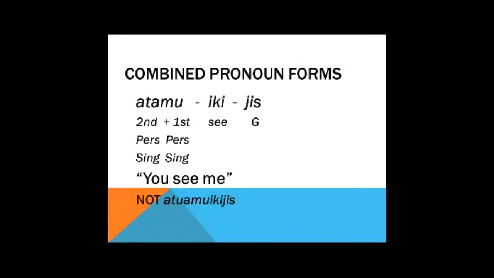And here you have you the subject and me the object, and you would expect it to be atu amu iki yis, but you use the special contracted form for the second person singular followed by the first person singular in sequence, and you get atamu, so it's atamu wiki yis, you see me.